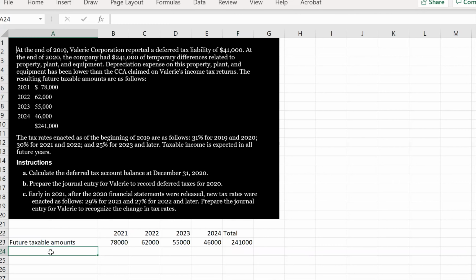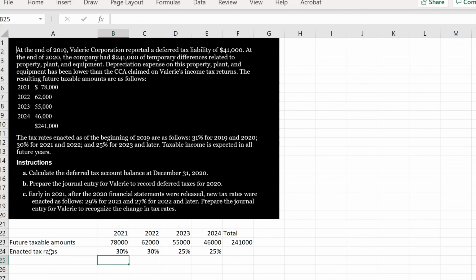Now we need to run the enacted tax rates. We've got different tax rates here. So we're told in 2021, it's going to be 30%. In 2022, 30%. 2023, 25%. And later it says, so 2025.